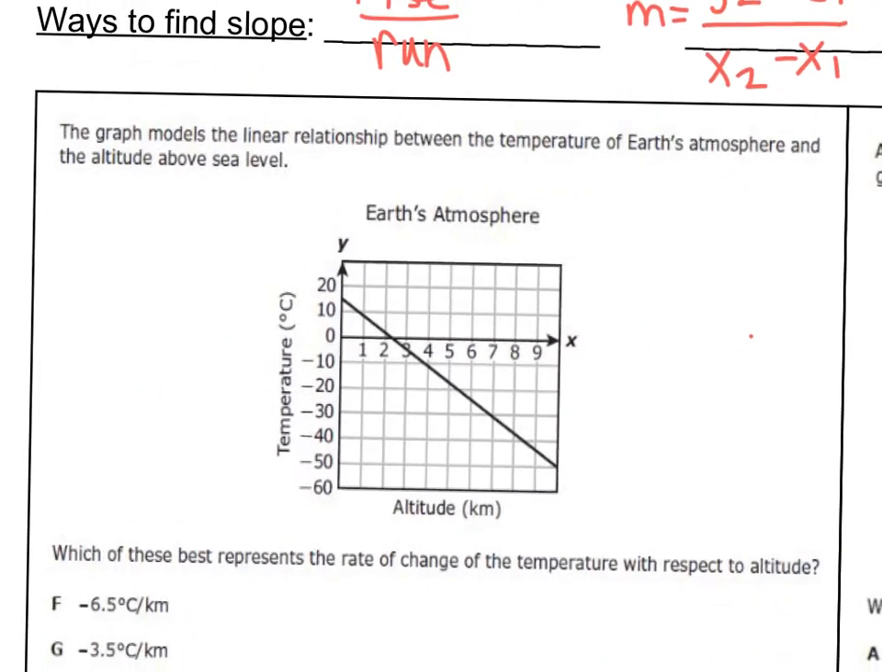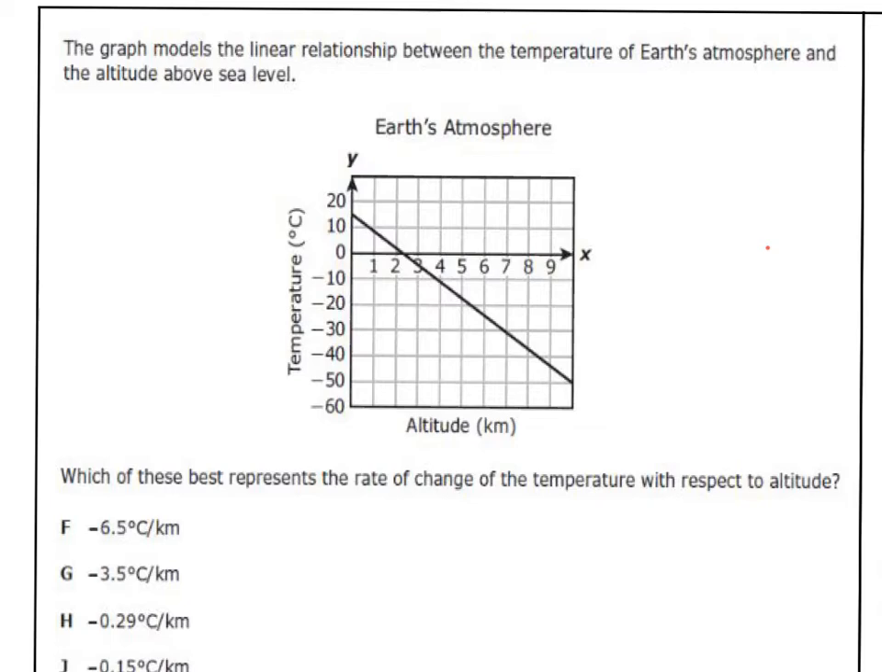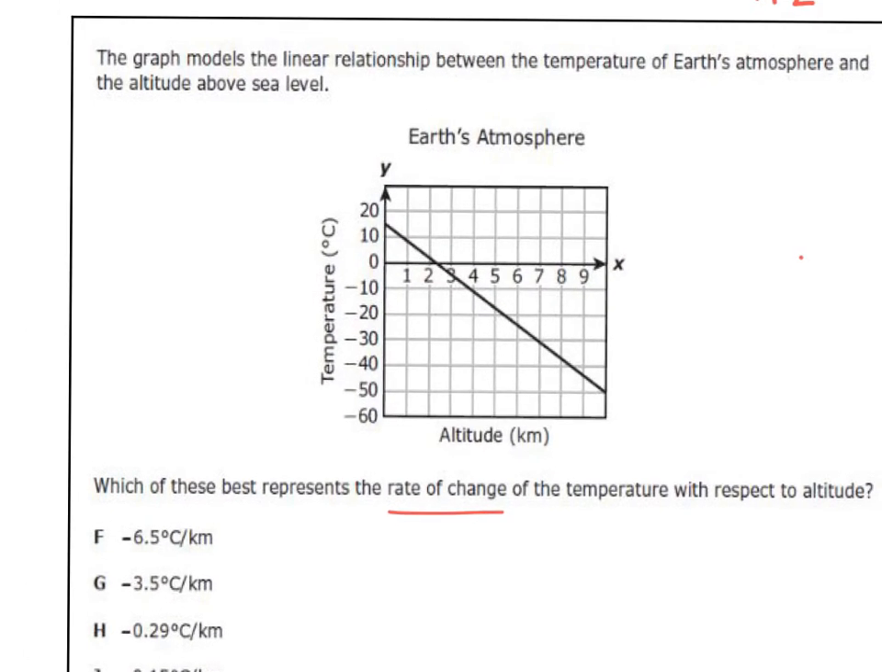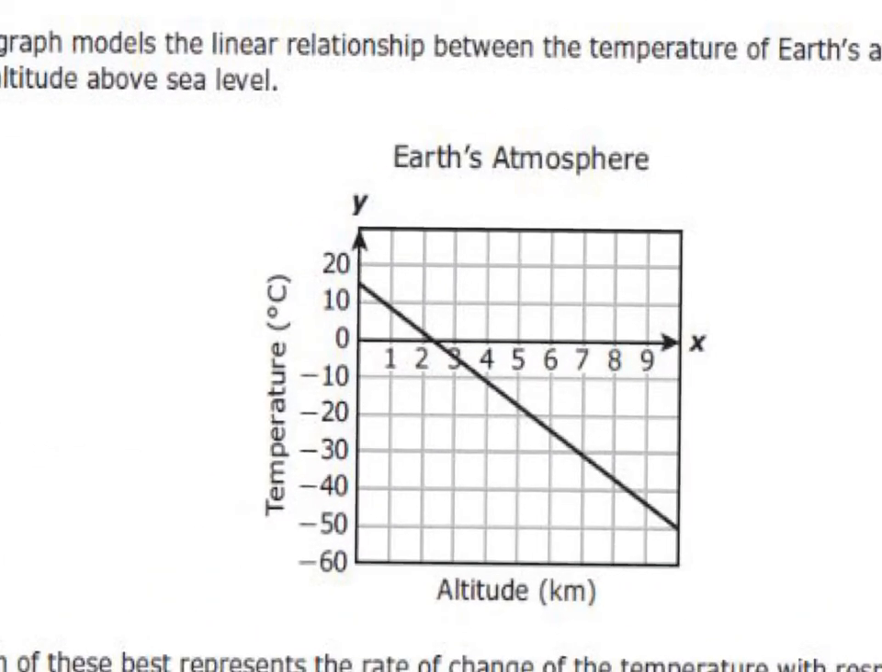If we look at the first one, it says this graph models the linear relationship between the temperature of Earth's atmosphere and the altitude above sea level. Which of these best represents the rate of change, the temperature with respect to altitude? So what that means is we have to find the slope of this line. So we can tell from looking at it that it's a negative slope. It's going down from left to right.